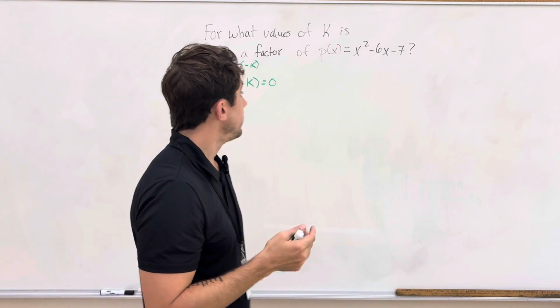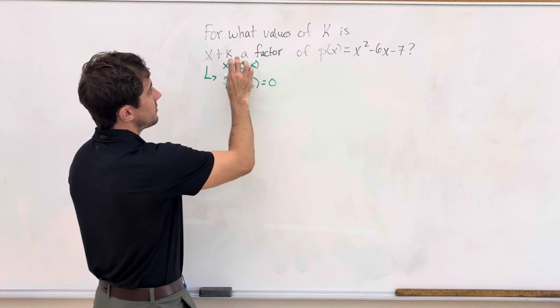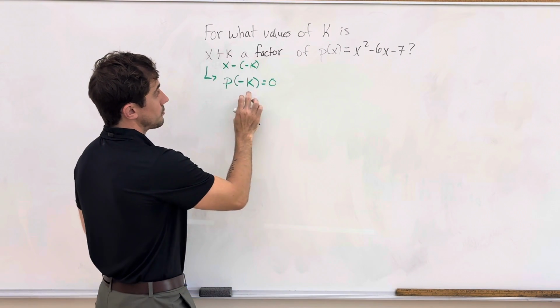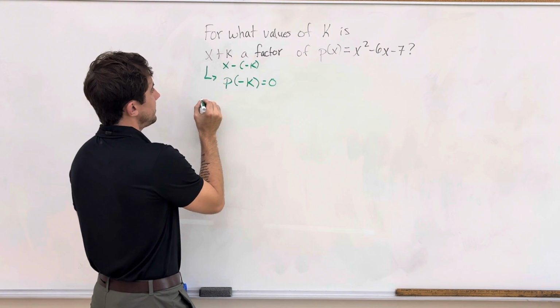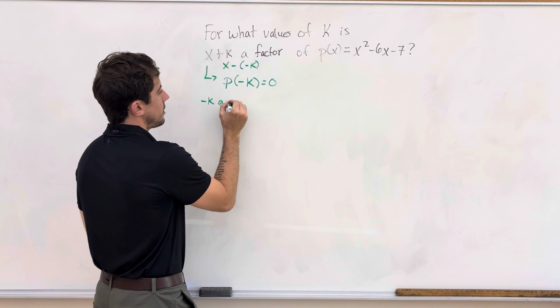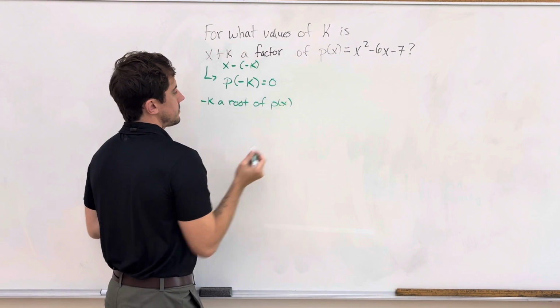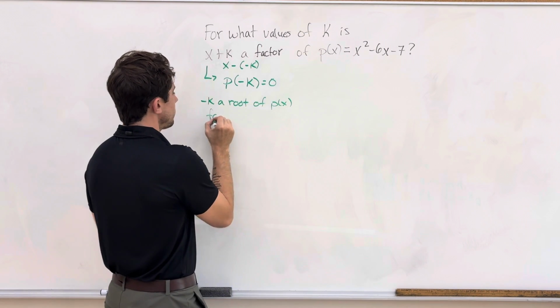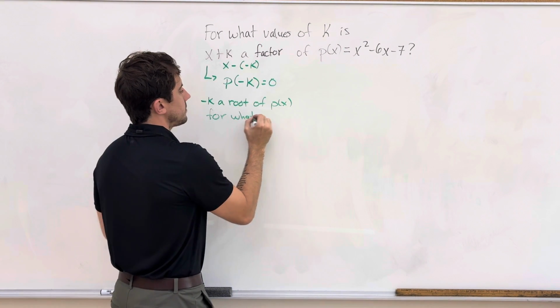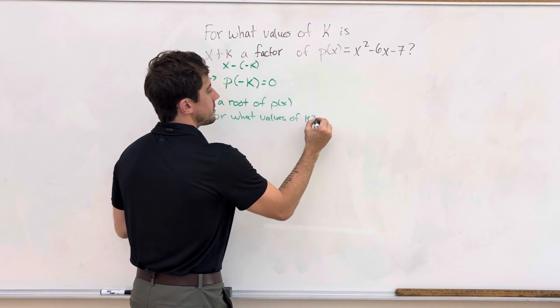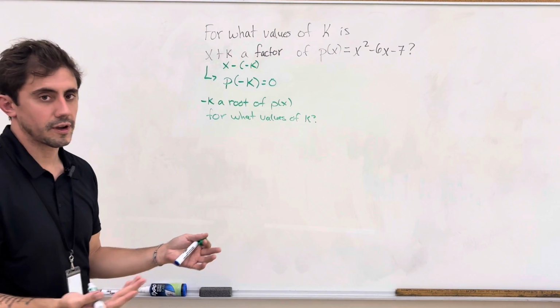Okay? Now, that means that to find the values of k that would make x plus k a factor, we're looking for what values of k is negative k a root of p of x. For what values of k? That's really what we're trying to answer.